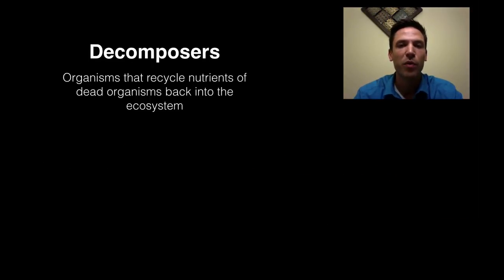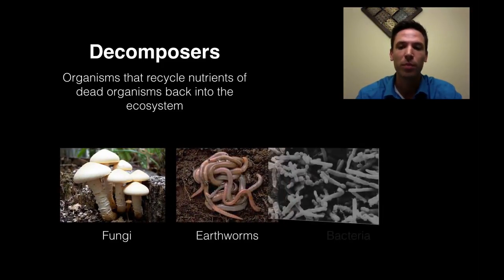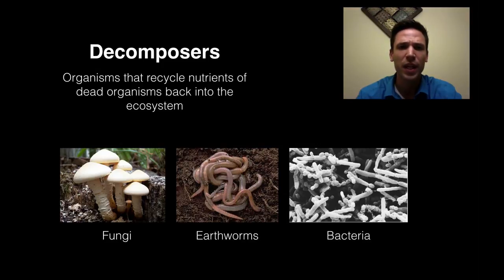One last group of organisms worth mentioning are our decomposers. They don't really have one specific place in our food web or food chain. They are organisms that recycle nutrients of dead organisms back into the ecosystem. So they pretty much eat everything once it's dead. But they are essential. Things like fungi, earthworms, bacteria, really any organism that's going to eat and help decay dead organisms. They are crucial because they play a role in our biogeochemical cycles to return these locked up nutrients back to the ecosystem.